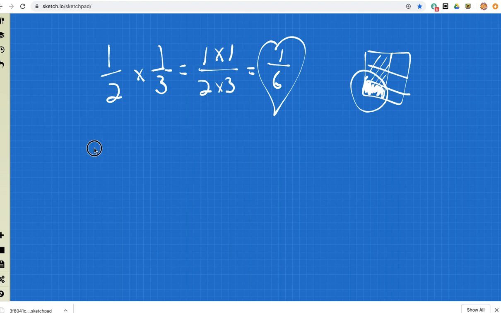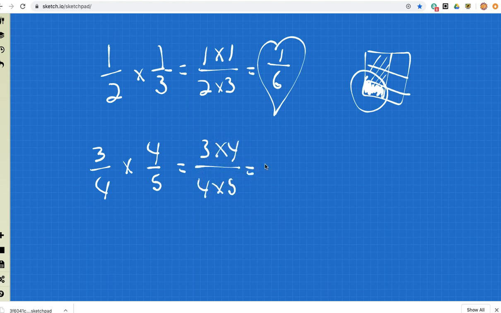But what if I have this? 3/4 times 4/5. Again, I'm just going to multiply straight across. 3 times 4 in the top and 4 times 5 in the bottom. 3 times 4 is 12. 4 times 5 is 20.